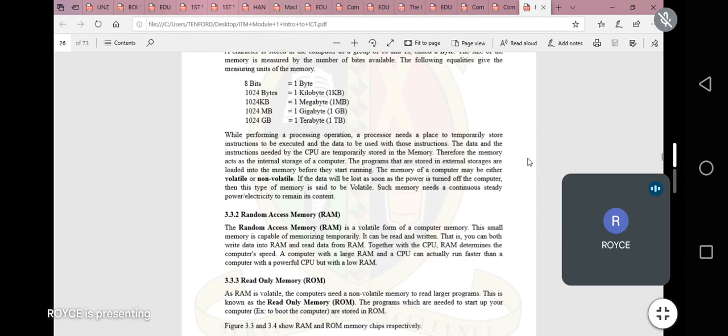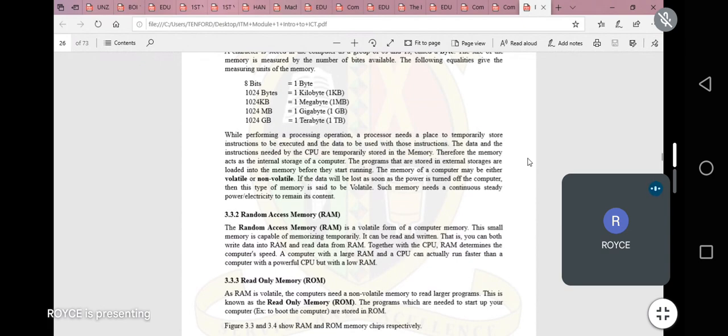Yes. So basically, this is where the RAM, the random access memory, comes in. The random access memory is volatile, meaning that it will only keep data as long as your computer is on. So it's a small memory that is capable of memorizing temporarily. As I am working right here, it's able to memorize and keep exactly what I'm working on right now.